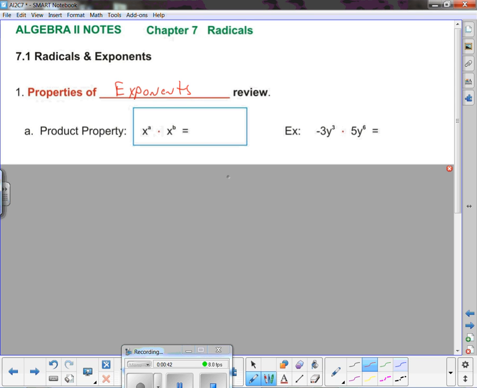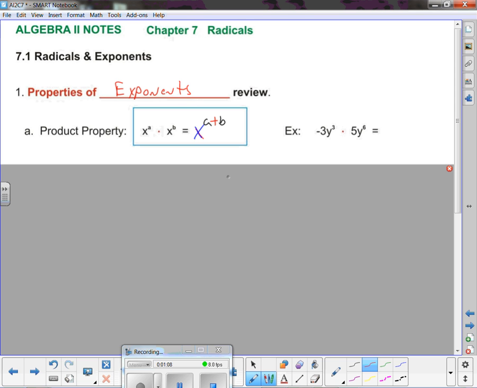If you remember, in the product property, x to the a times x to the b equals x to the a plus b. X to the a times x to the b equals x to the a plus b. So what are you doing with the bases? You are adding the exponents of the bases.